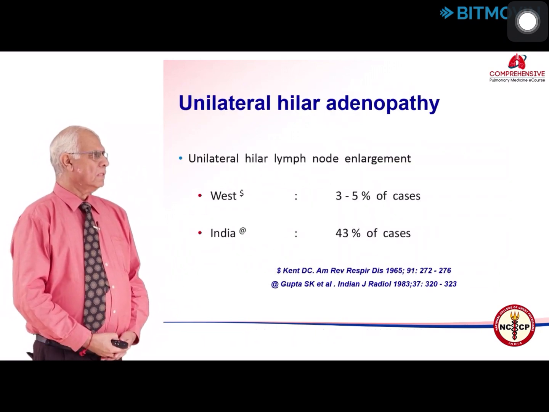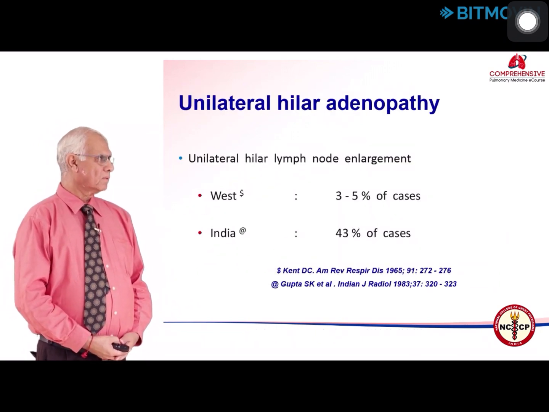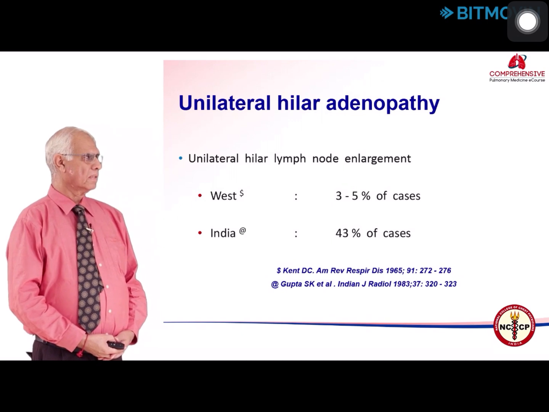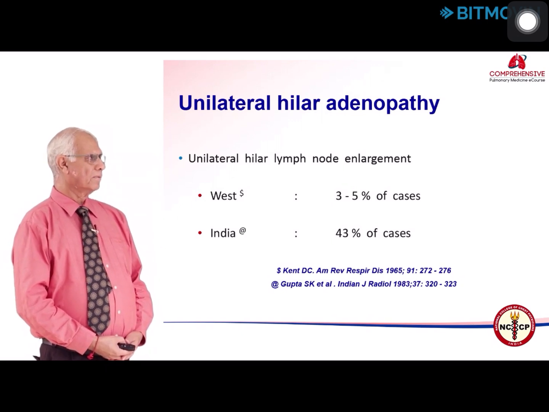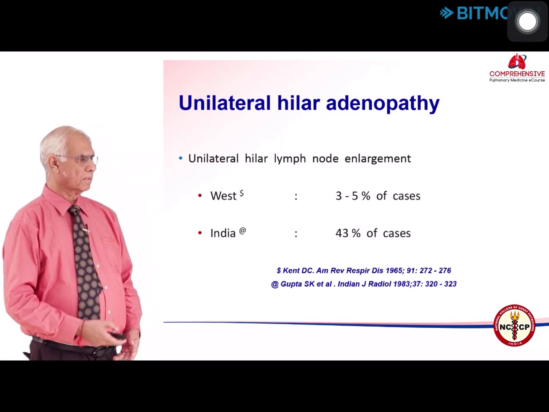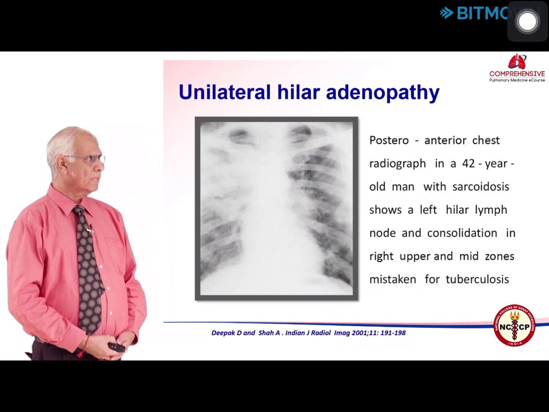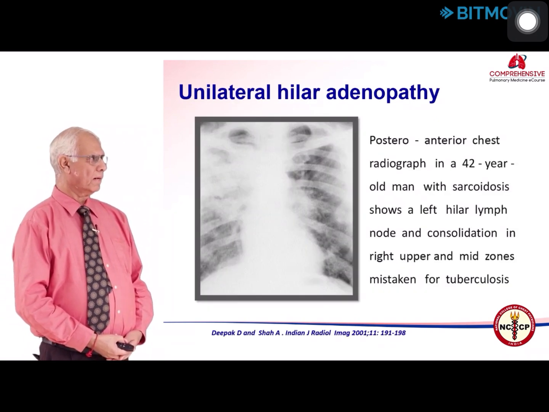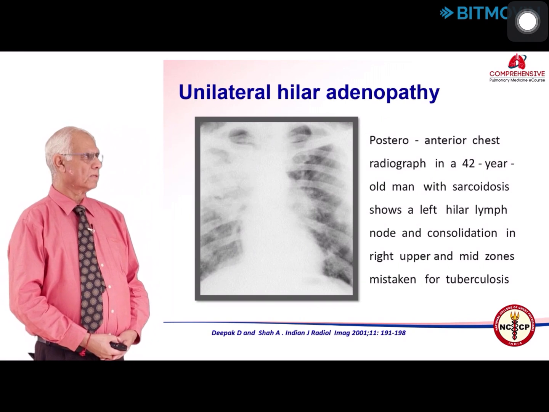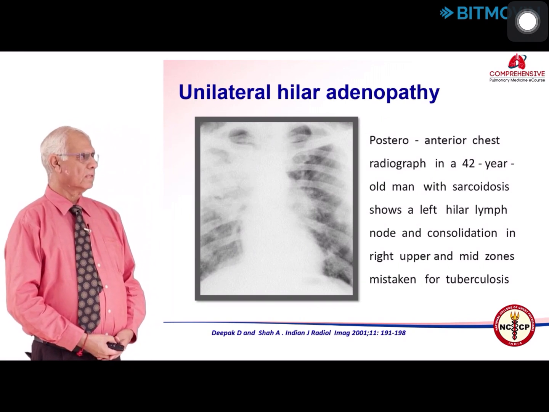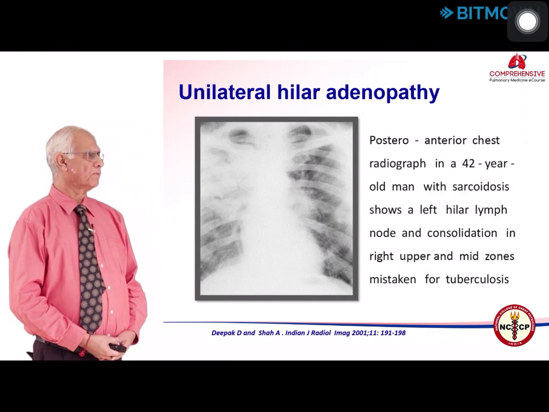In India, Dr. Samir Gupta had said that unilateral hilar lymphadenopathy can be seen in up to 43% of the patients. This is a unilateral hilar lymphadenopathy in a 42-year-old man with sarcoidosis, with left hilar lymph nodes and a consolidation in the right hilar upper and mid zones, mistaken for tuberculosis.